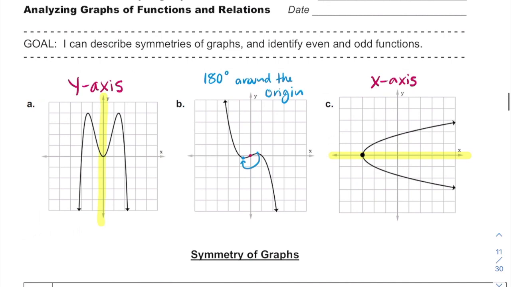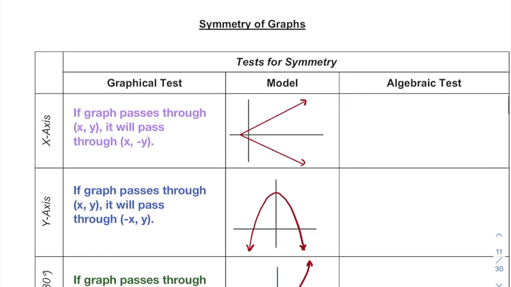So here are three graphic examples of the three types of symmetry that we're going to see today. Just like I have mentioned with domain, range, x-intercepts, and y-intercepts, what we want to do in this class is be able to look at a graph and determine graphically what these features are, in this case, if symmetry exists. But we also want to find, when graphically I see symmetry, what is happening with the equation that corresponds to that graph, and how could I test for symmetry if I'm just looking at the equation? So that's what this whole chart's about.